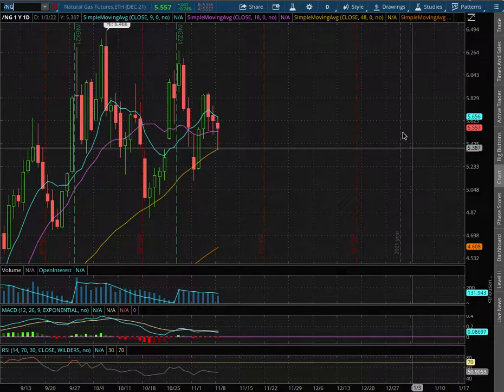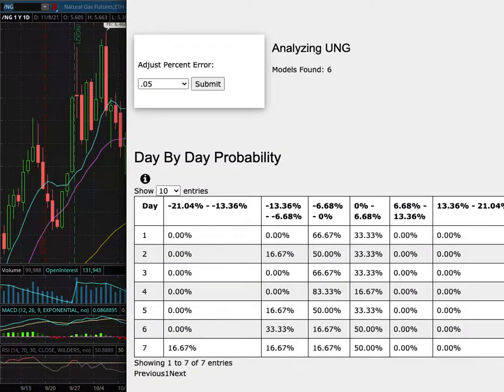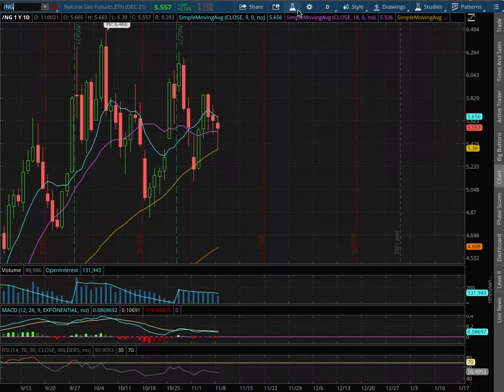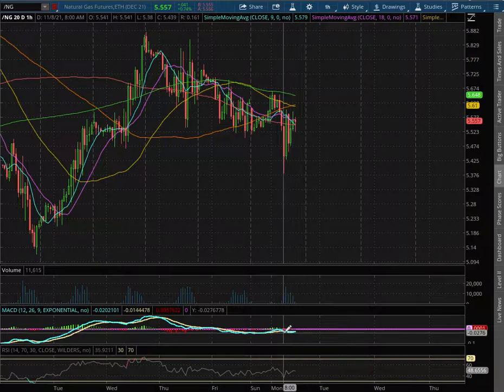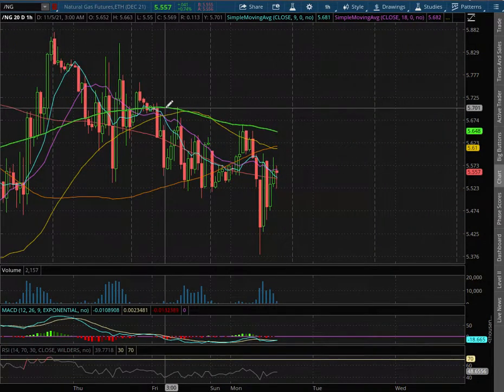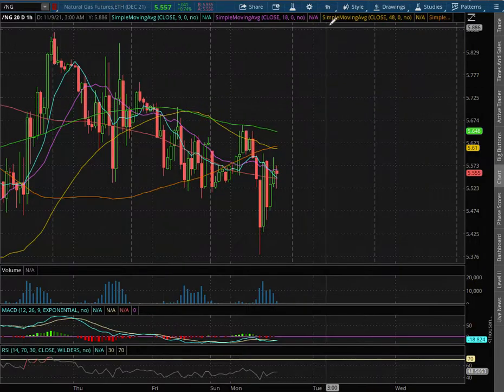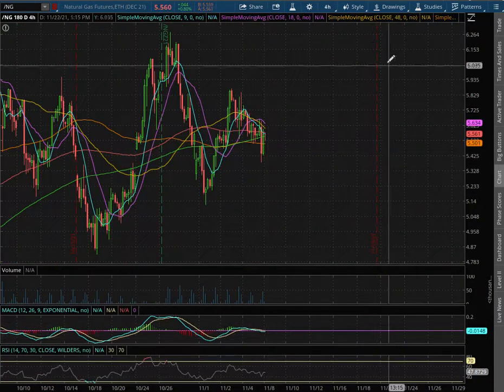Going over natural gas. In this video, I'll be going over my trade idea of the week and the day-by-day probability model. So let's start off with the technical analysis on the weekly chart. We remain in negative MACD. We're seeing signs of convergence, and we're still below the 200 moving average, this green line, and that is at the price of $5.65. With the 4-hour chart, we are in negative MACD territory.